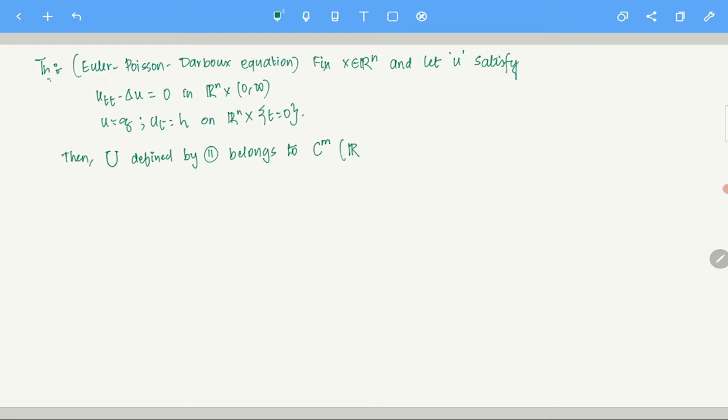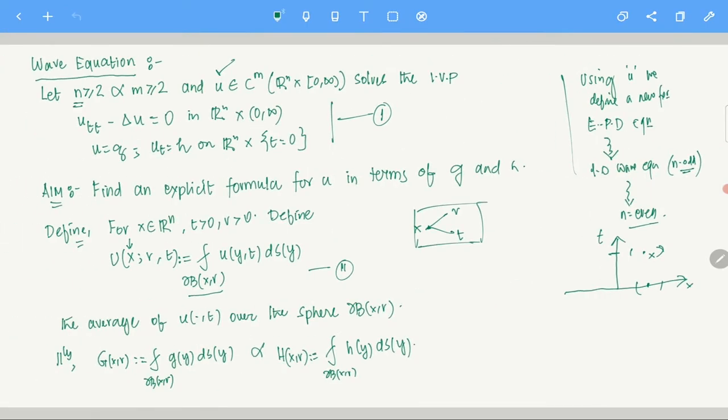What sort of function is capital U? For a fixed x, capital U is a function of r and t. R varies between 0 because r is a radius kind of thing, right?